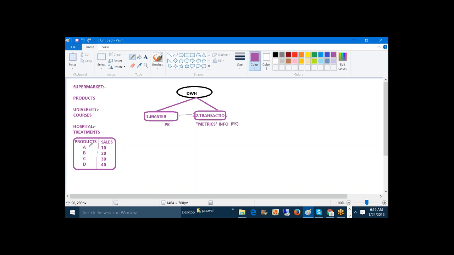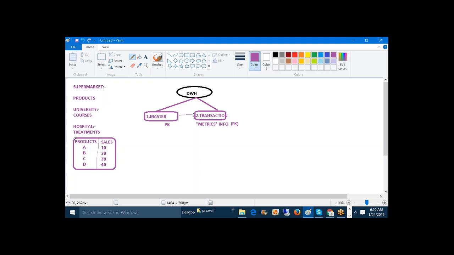So in simple terms, the master table contains the information about the business and the transaction table contains the metrics information. Metrics are nothing but the measuring points of the business. Metrics contain the numbers which are used to analyze the business. The relationship between master and transaction is, master always acts as the parent and transaction always acts as the child, defined with the help of the primary keys and the foreign keys.